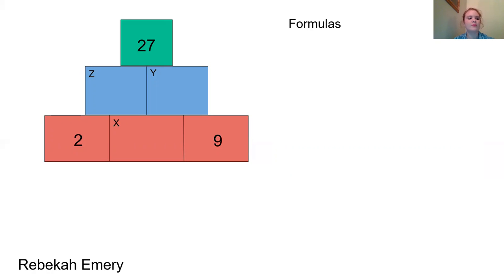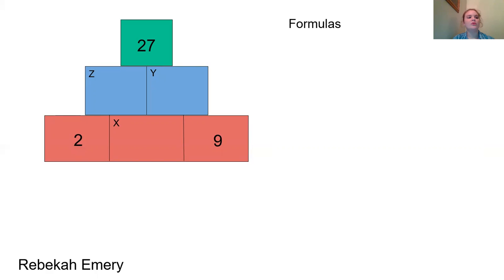Where do you start? Well, we know that z and y equal 27, but how do we find z and y? So we move to the bottom row. You might first think, okay, this is easy. If the middle row is equal to the top row, then the bottom row should equal the middle row. But we soon realize that that doesn't work because x has to be used twice.